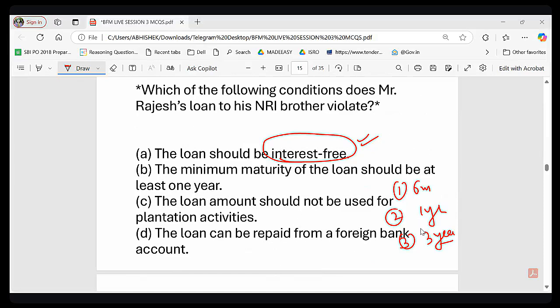Yes, Sudhanshu, very good. It should be interest free because any interest earned is taxable. Exactly, very good. You have a clear concept. Great to know that. Now, my question is about the minimum maturity period. Can you tell me what should be the minimum maturity?